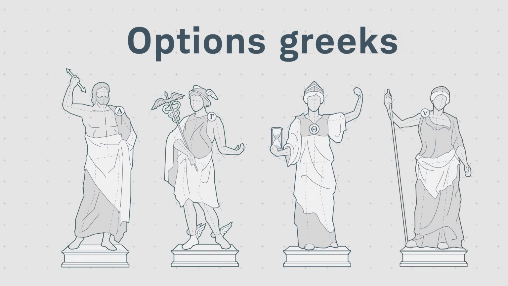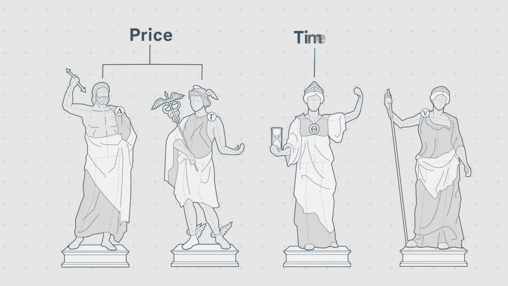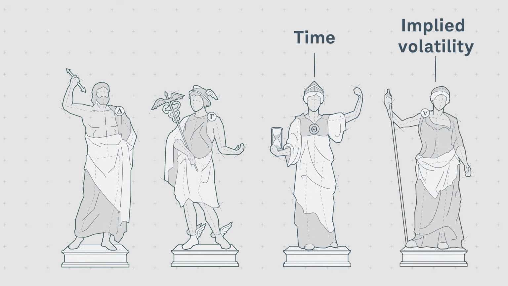Like the ancient gods, these Greeks oversee certain domains, including price, time, and implied volatility. The Greeks are an important part of options trading as they tell you how changes in certain factors may impact the price of an option. So let's get to know them.